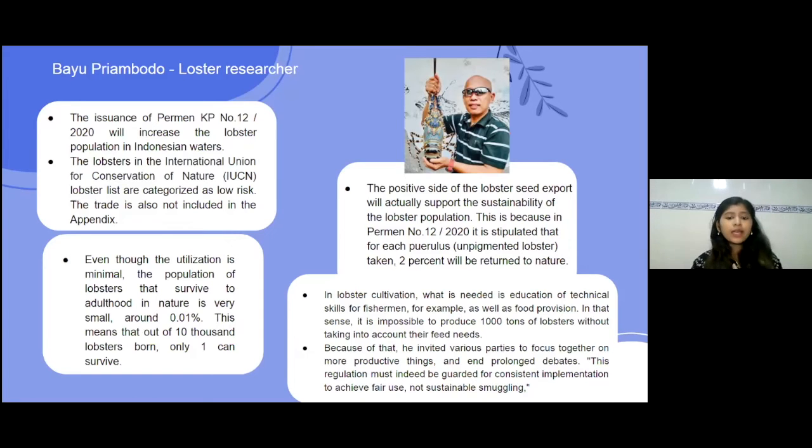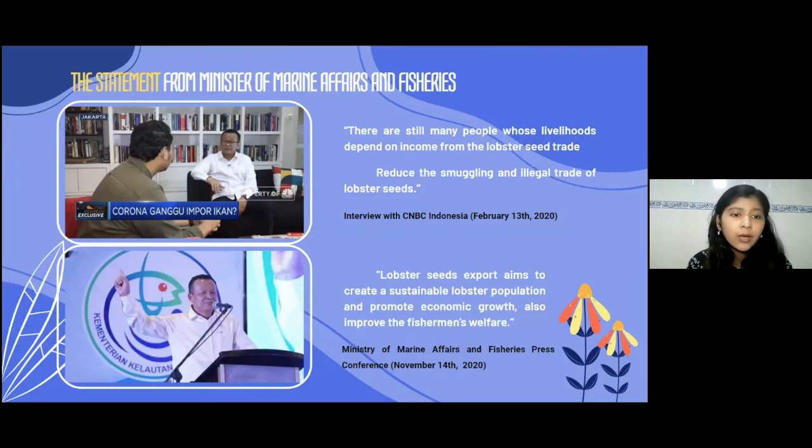So from this, we can see the different points of view from Susi and Bayu. For Susi, he was against exports, but for Bayu, it is okay to do lobster seed export, which will actually support the sustainability of the lobster populations. So next, we can see the statement from Eddie himself, which will be explained by my friend Lia. Here, Cinta.